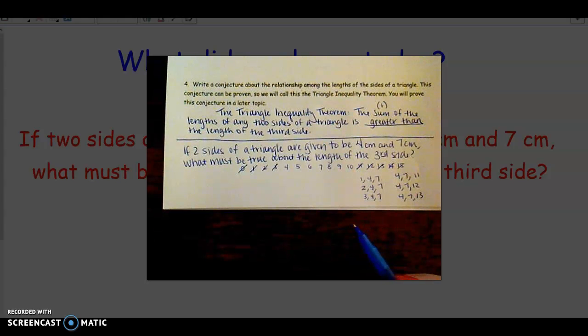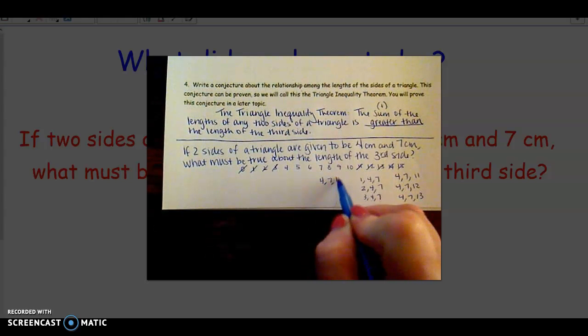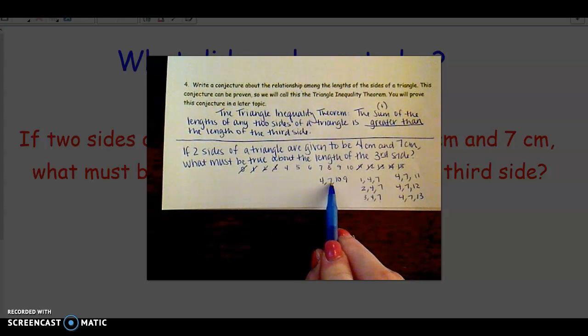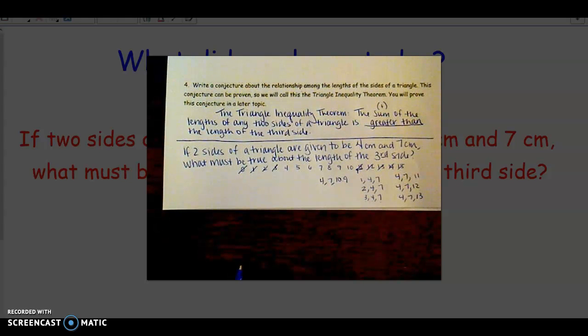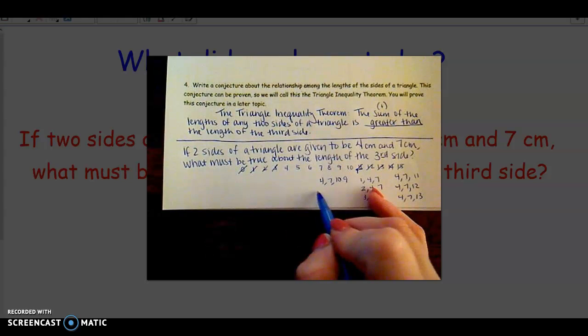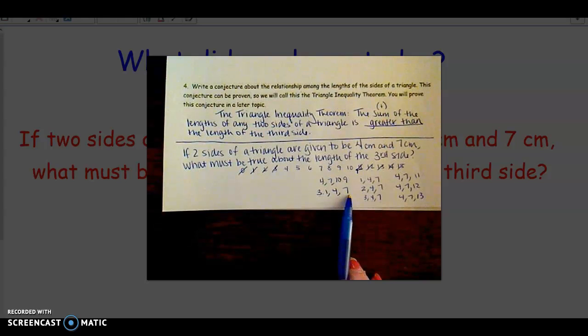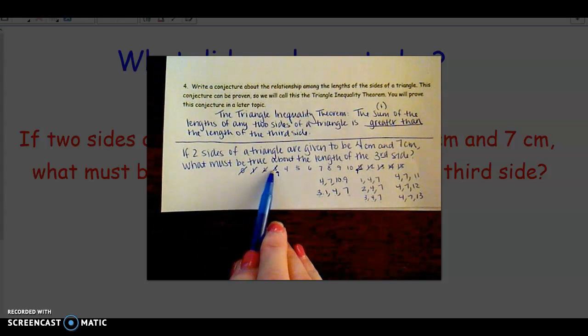But could the third side have a decimal in it? Well, of course. So would 4, 7, 10.9 work as a triangle? Yeah, 4 plus 7 is 11, and 11 is greater than 10.9. So we could go all the way up to, but not equal to 11. Same thing here. We could have a 3.1 as a side, and this still works for a triangle because 3.1 plus 4 is 7.1, which is greater than 7. So I can go as close as I want to 3. I just can't go all the way down to 3.